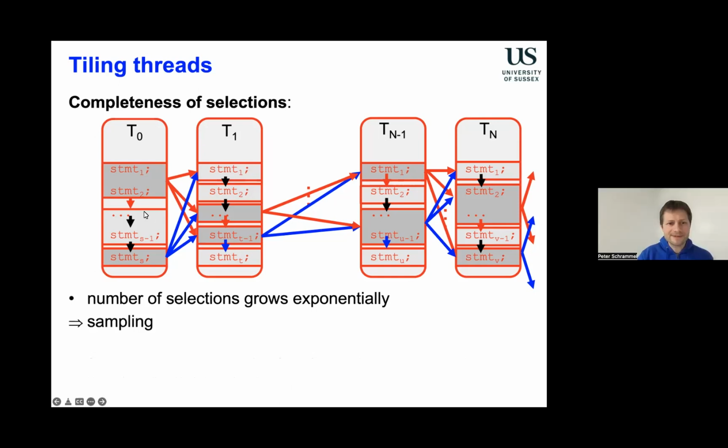Good. So what we still have to do is enumerate all these selections of two tiles in these threads. And what we do is we actually sample. So we take a random selection and use that one for the first set of tasks that we execute, and then take another random selection as well. I'll explain this in a second.